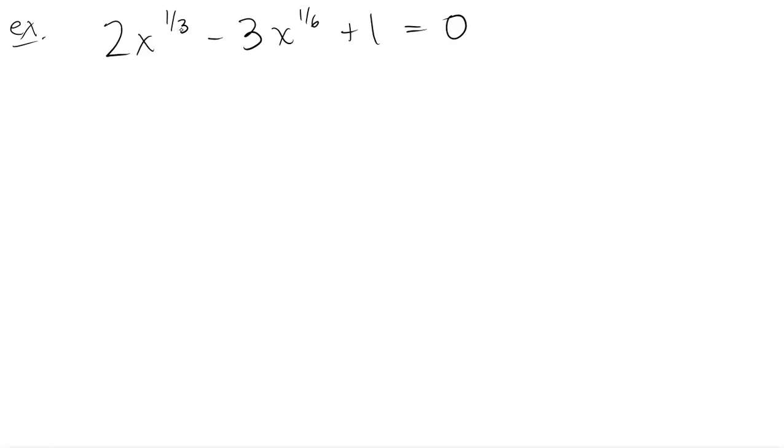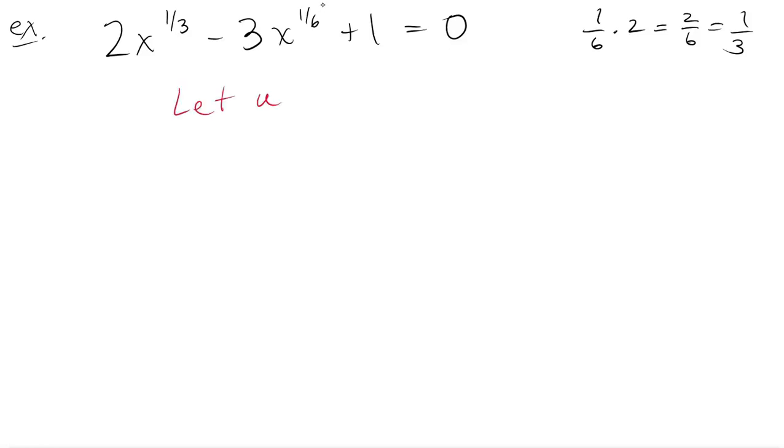Is the first exponent 2 times the second exponent? Well, let's see. 1/6 times 2 would be 1/6 times 2 over 1. That's 2/6, which is 1/3. Yeah. The first exponent is 2 times the second exponent, and the last term is a constant. That's what it means to be quadratic in form. This means that our substitution will work.